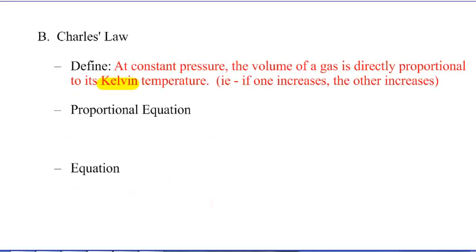The second law that we're going to discuss today is Charles' Law. By definition, at a constant pressure, the volume of a gas is directly proportional to its Kelvin temperature, i.e. if one increases, the other increases. Notice that I highlighted Kelvin because it has to be in Kelvin. Remember that the Kelvin scale has no negative numbers.